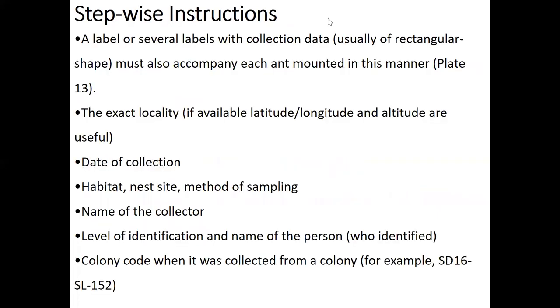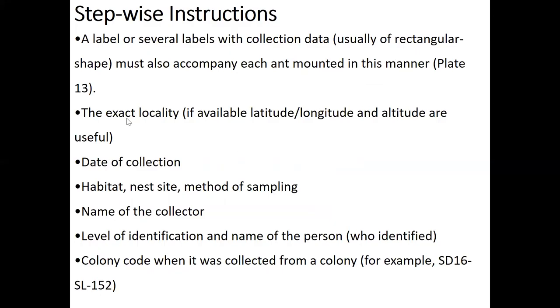Now assume that you have completed the mounting of the ant. What you have to do is add a label, or several labels, with collection data. You have to cut it using A4 paper. Cut a rectangular piece of paper, and then add that to each ant mounted by yourself.